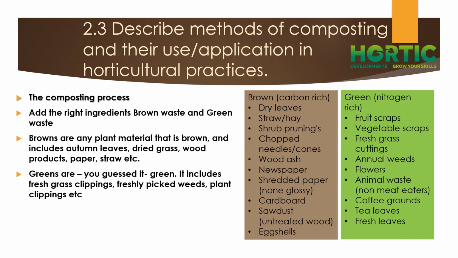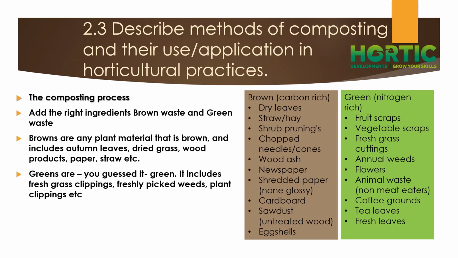The browns then are any plant material that is brown in colour, and that includes autumn leaves, dried out grass, wood products like wood chippings and bark chippings. That also includes paper, straw, things like that. Those are all what we call carbon rich products that we're going to add to our compost, and you can see a longer list there in that first box.